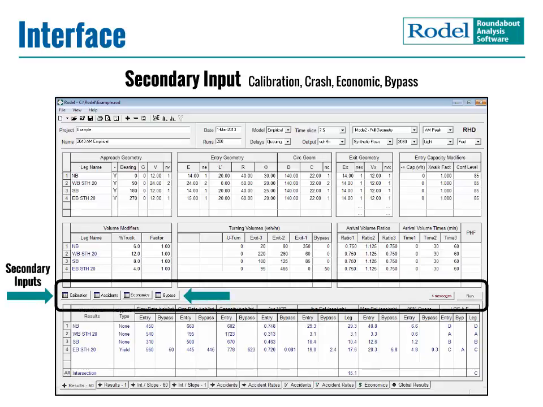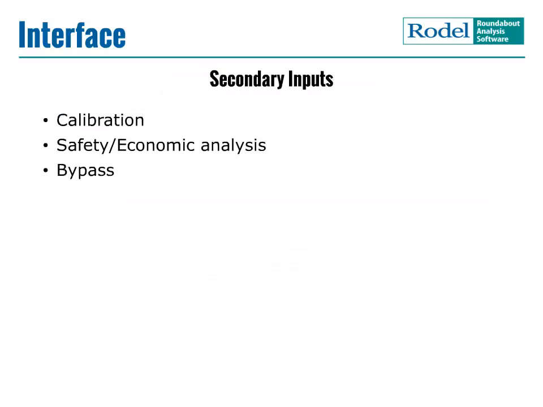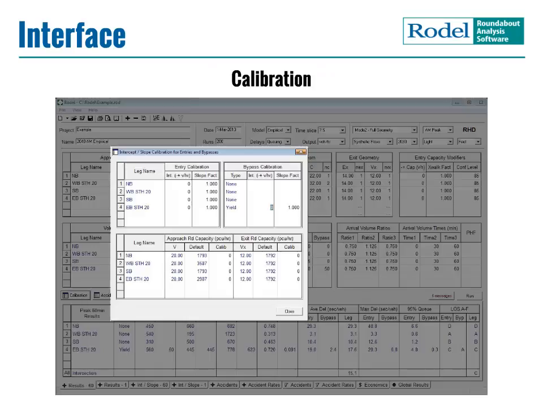Then we have secondary inputs, which include calibration for each model type, and your crash, economic, and bypass inputs. We'll take a look at bypass calibration and the safety and economic analysis. When you press on those buttons, you pull up your calibration for whichever model you're working in, whether it's the empirical model or the HCM model, and you can calibrate for each.